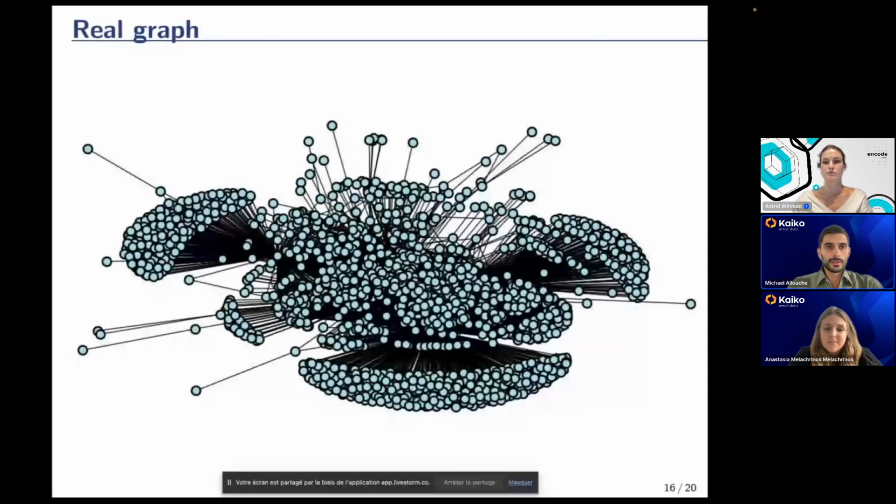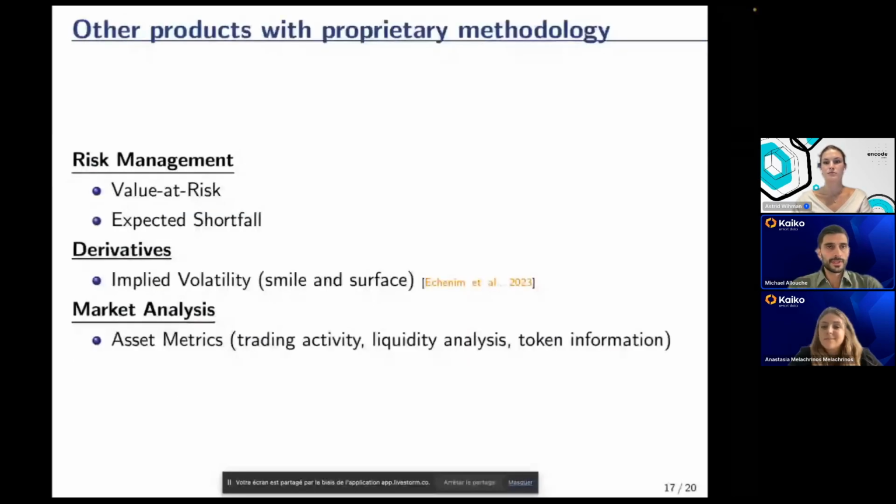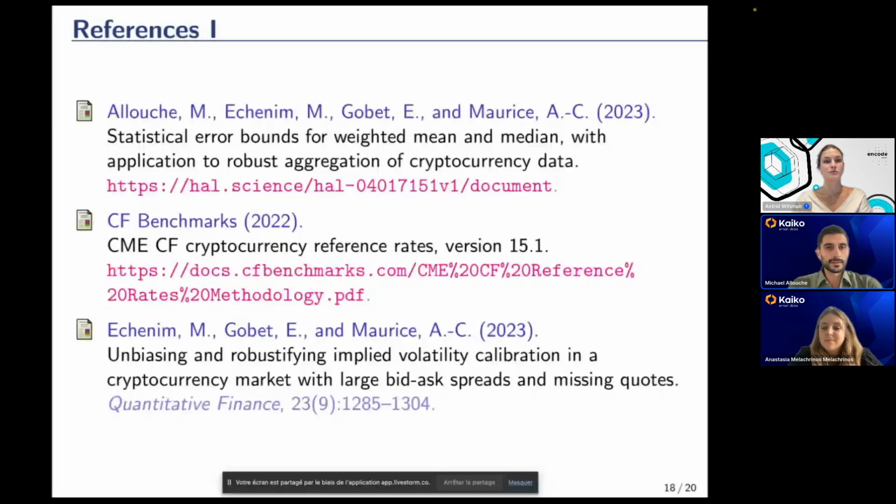I'm just finishing my presentation. I just mention here the paper that we published, which is here, and also the other references.